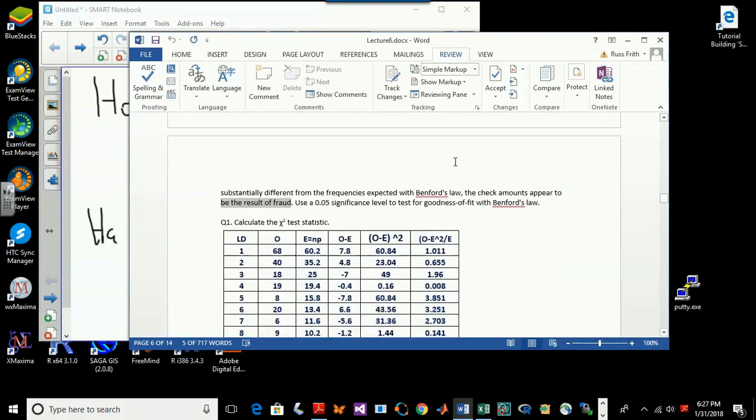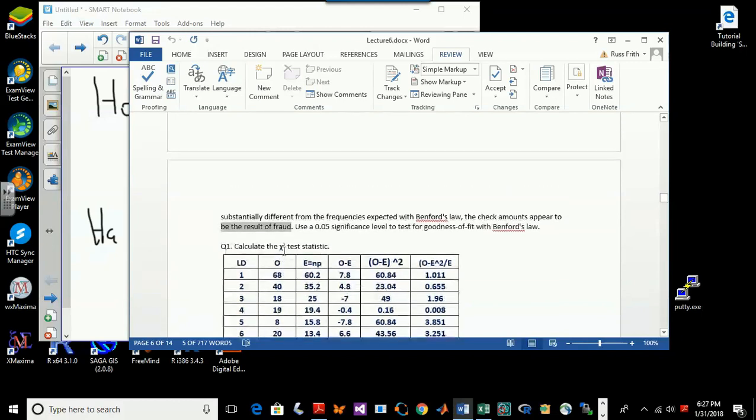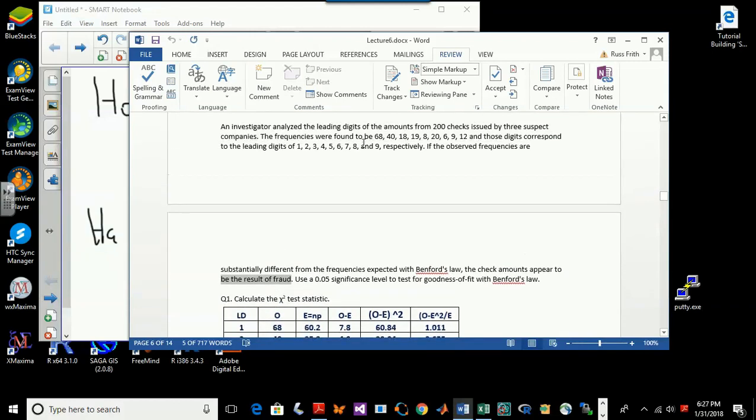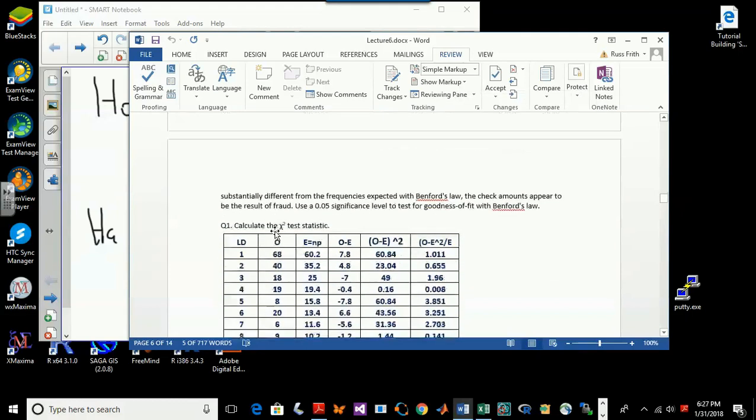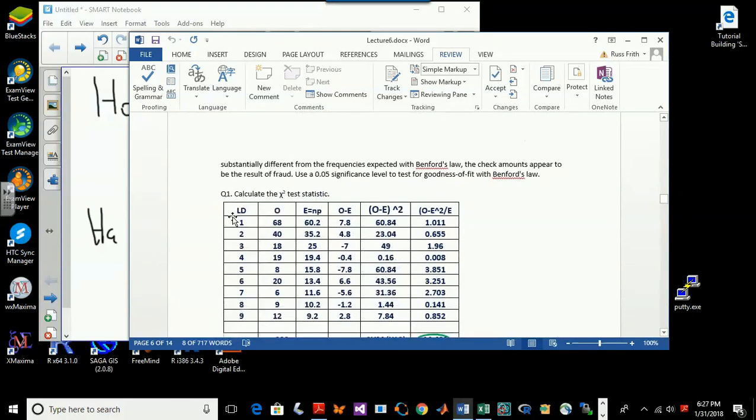All right, so the solution goes like this. In your first column, you list the check numbers. Then in the second column, you list your observed frequencies, so these numbers right here. For each leading digit, you have the frequency. Of all the checks, 68 had a leading digit of 1, 40 had a leading digit of 2, 18 had a leading digit of 3, and so forth. Of all the checks, 12 had a leading digit of 9.